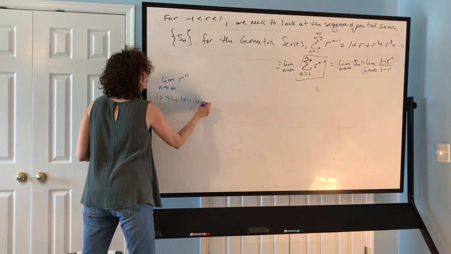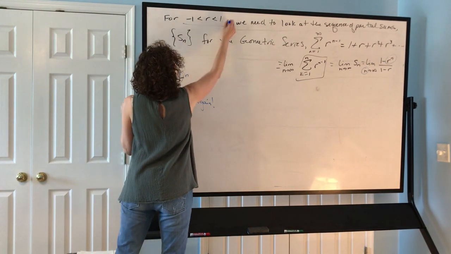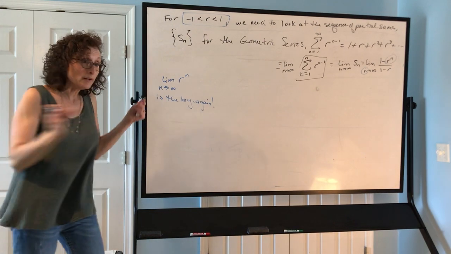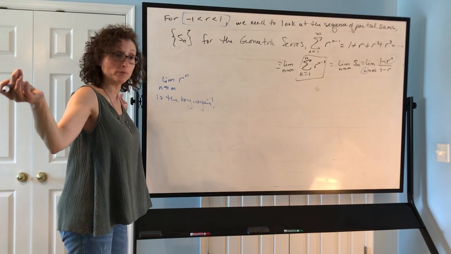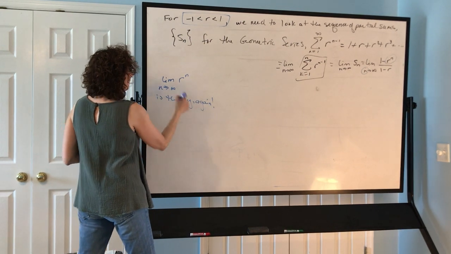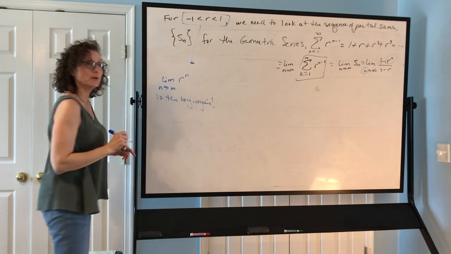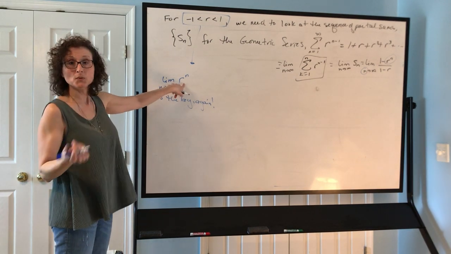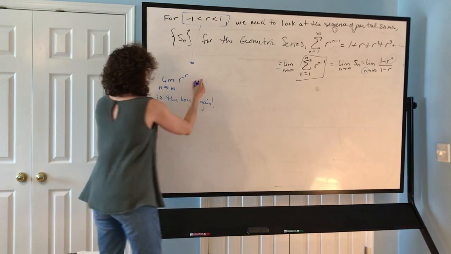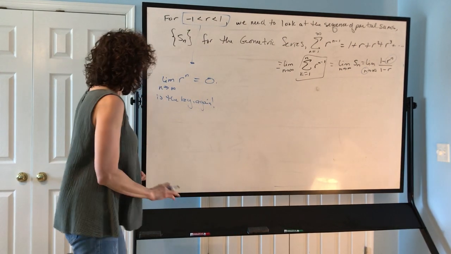And what do we know now? We already dealt with the case of r outside of 1 or negative 1, and we're in the case where we're talking about r being between minus 1 and 1. And what is that limit when r is between negative 1 and 1? 0. Beautiful, from our previous work.